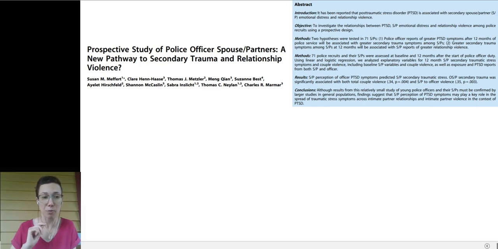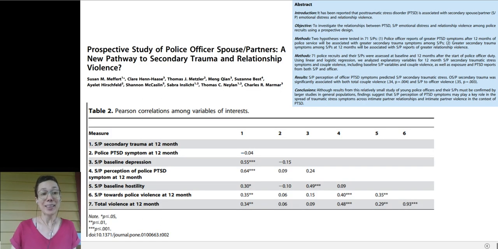Feel free to pause and read the abstract information if you want a little bit more understanding of what we are going to be looking at here. But this is a lovely little table looking at Pearson correlations among variables of interest. So a couple of things to know.